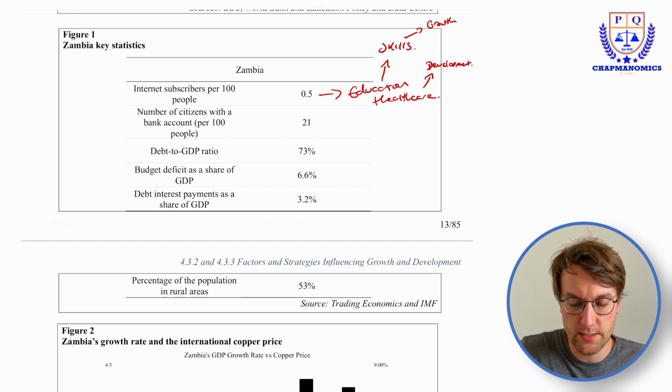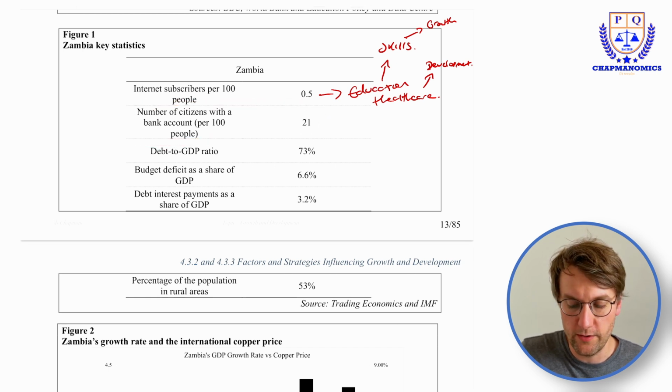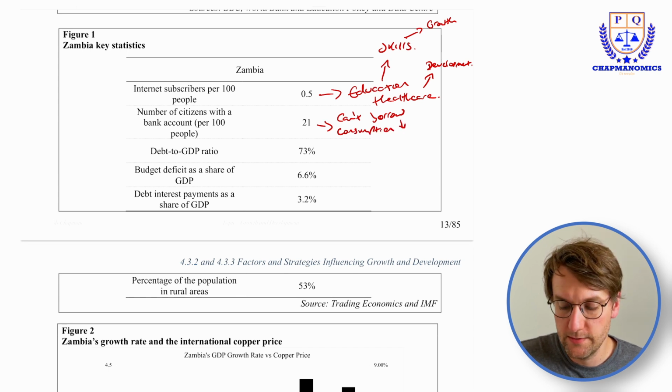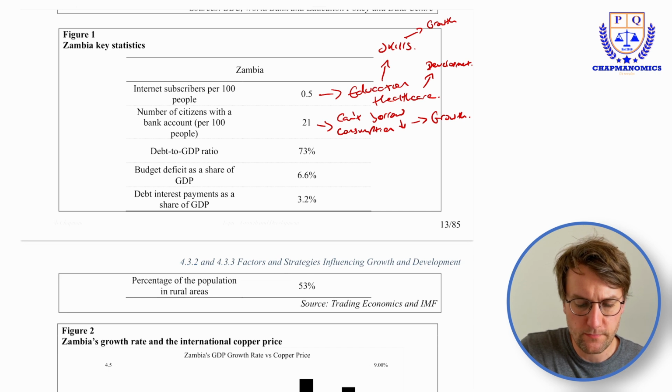Here, when it comes to these internet subscribers. Number of citizens with a bank account per 100 people is only 21. That feels very, very low indeed. So therefore you can't borrow if you don't have a bank account. And therefore consumption is likely to be very low, which links to economic growth, of course, because consumption is one part of AD. So AD here is probably likely to be very constrained. People are not borrowing to buy cars and buy houses because they don't have a bank account to do so.